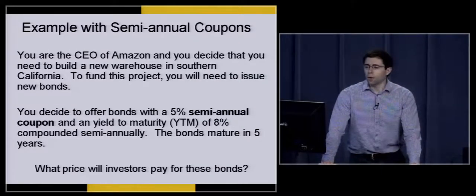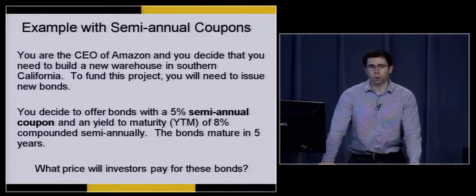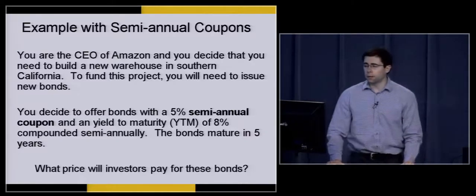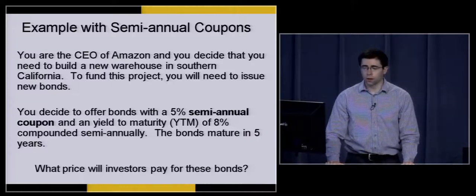Okay, now we're going to switch it up a bit, and we're going to add semi-annual coupon payments rather than annual payments to our analysis. So to walk us through this, I'm going to use an example. In this example, you are the CEO of Amazon, and you decide that you need to build a new warehouse in Southern California. To fund this project, you will need to issue new bonds. You decide to offer bonds with a 5% semi-annual coupon and a yield to maturity of 8% compounded semi-annually. The bonds mature in 5 years. What price will investors pay for these bonds?